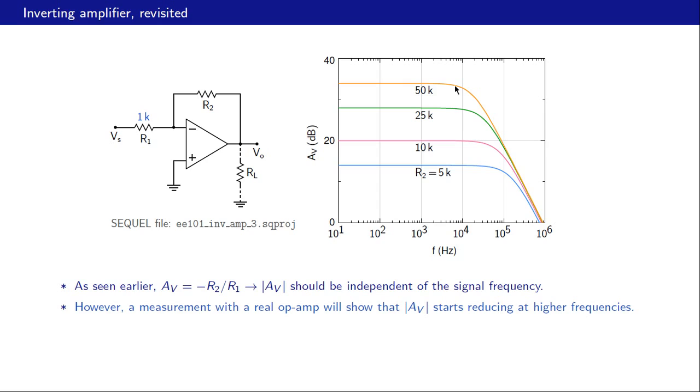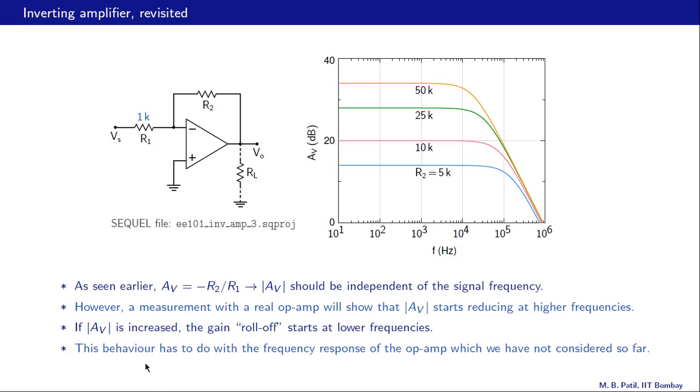So that's a very important point to observe, and it has of course important practical implications as well. So if the gain is increased, the gain roll off starts at lower frequencies. And this behavior has to do with the frequency response of the op amp, which we have not considered so far. So let us look at it now.